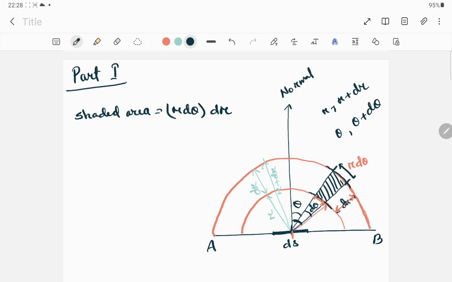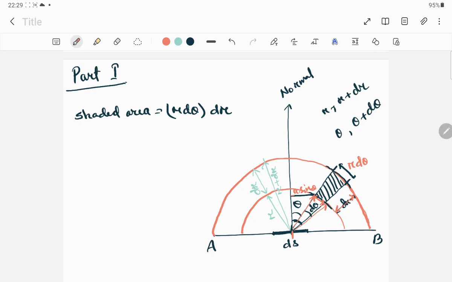Now for proceeding further, let us consider this portion. Now we know that this part is r, so this part will be called r sin theta.